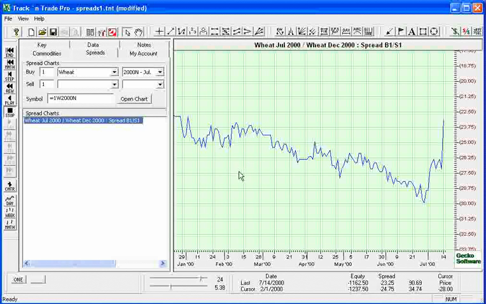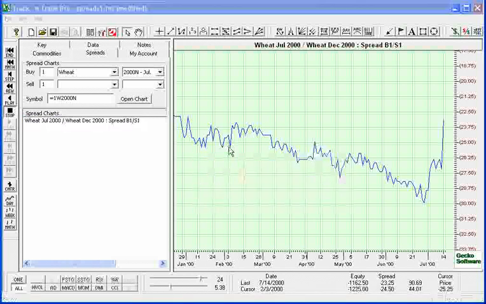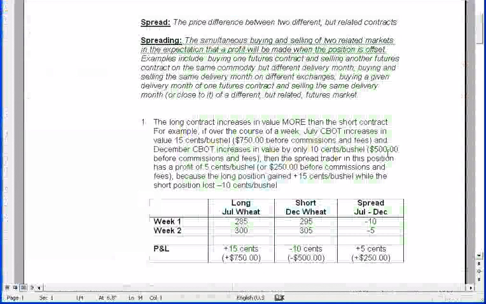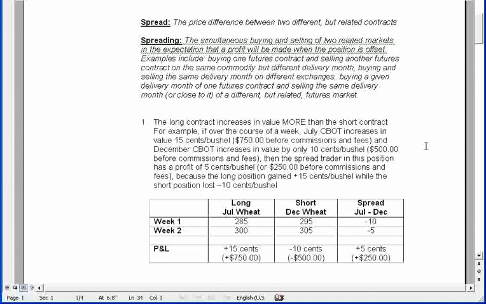Exactly. We're concerned with the differential, not the absolute price. Now, why don't we look at when you put on a spread position, you have a long position and you have a short position. Now, you can make money three ways. They all end up being the same thing, as you want your long to outperform your short.